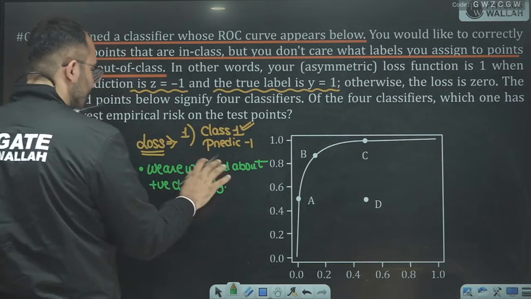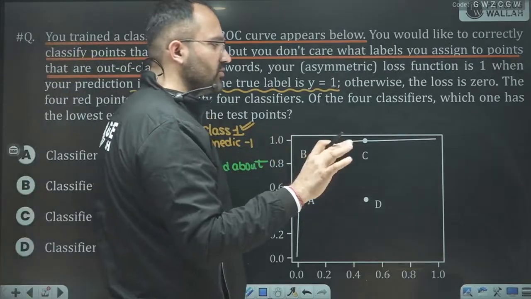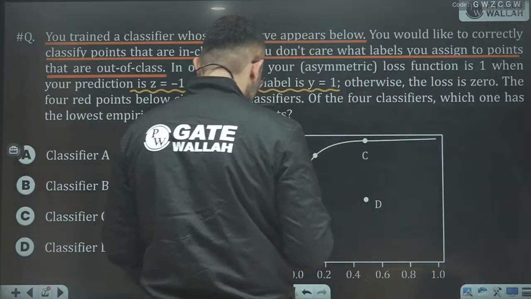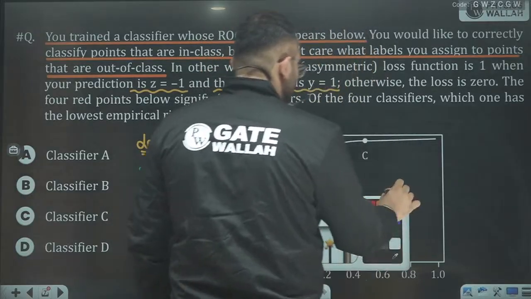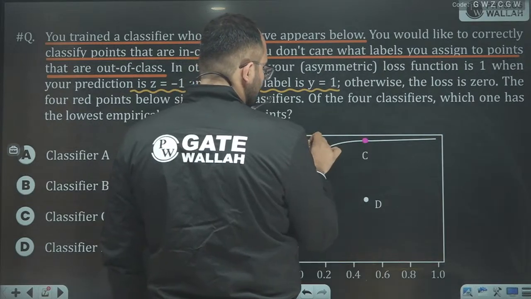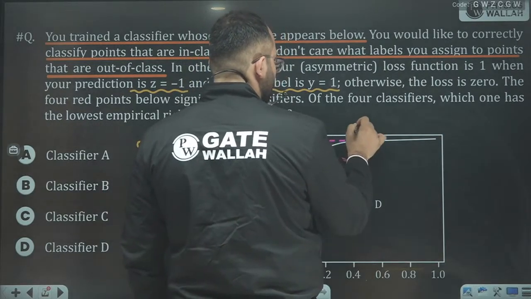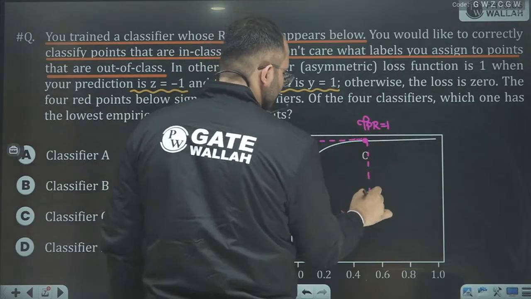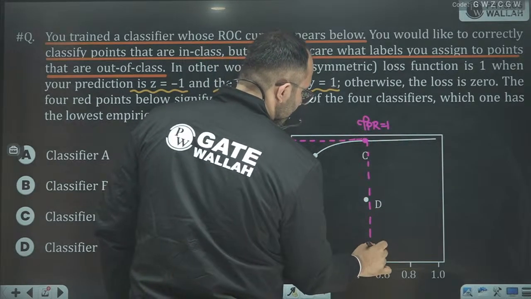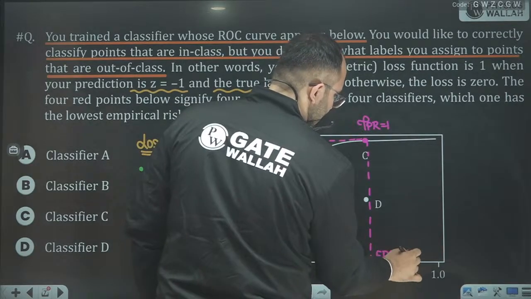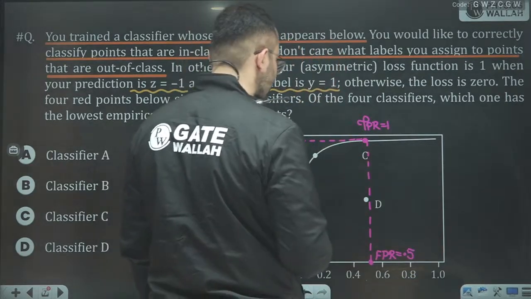Okay, and not worried about the negative class. We don't worry about the negative class. So which one is best? A, B, C or D? So here we can see that in this case, the true positive rate is almost equal to 1 and the false positive rate is, let's say, 0.5 or something at this point, C point.